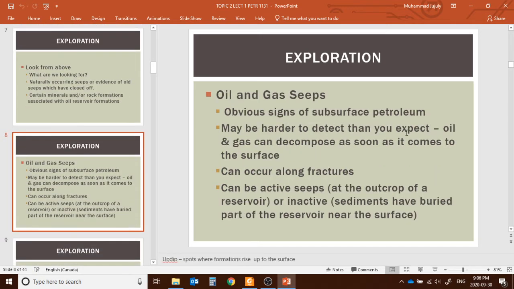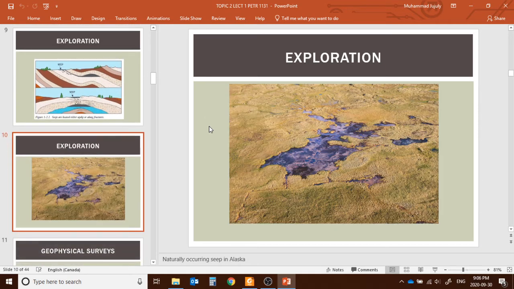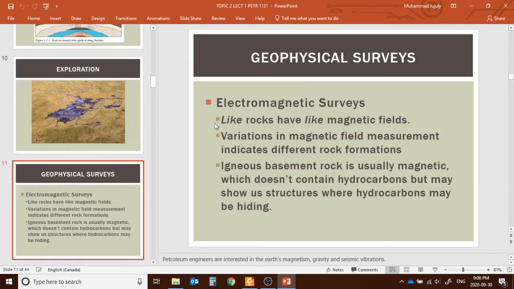Now, from this oil and gas seepage, we can even see the fracture. And from there we can determine that there is evidence of oil seepage, so there could be a potential oil and gas leak over there. So the seepage could look exactly like this.